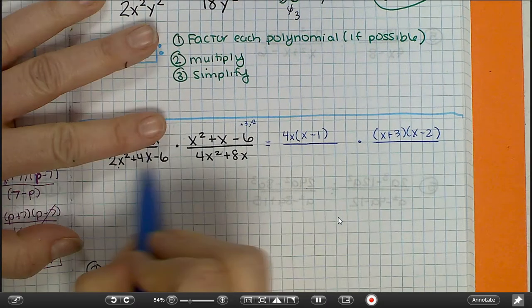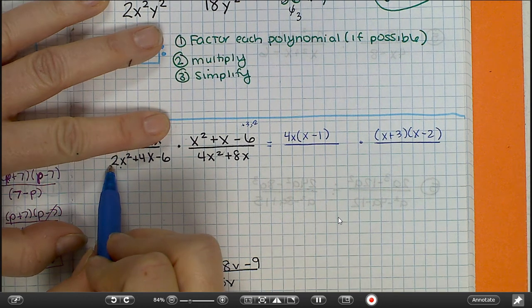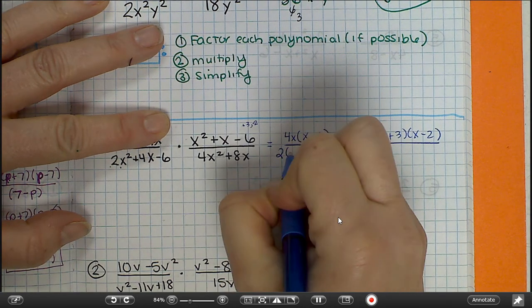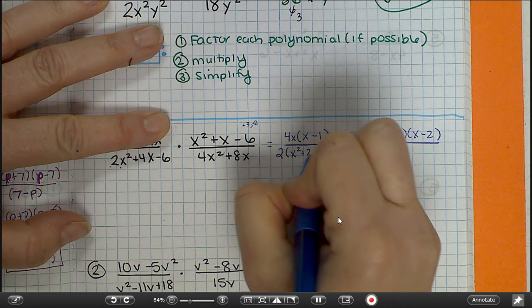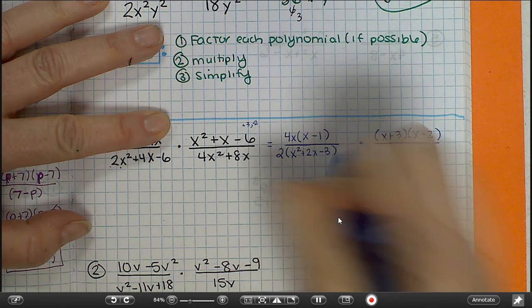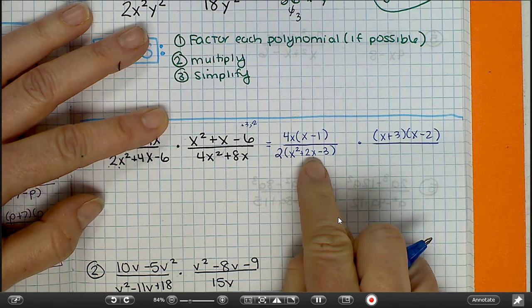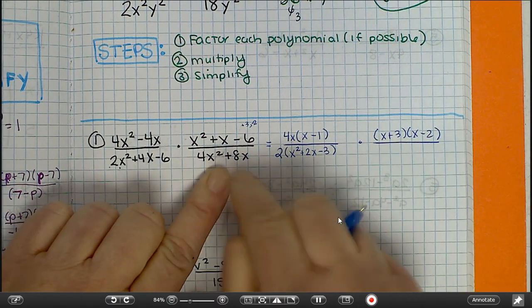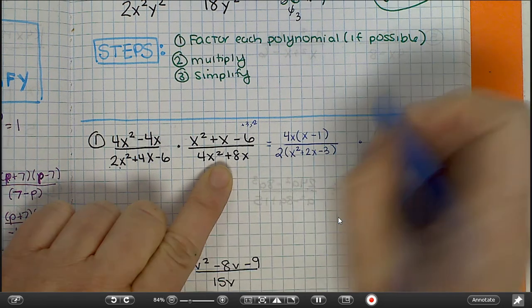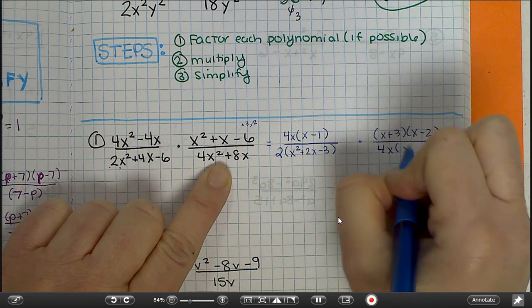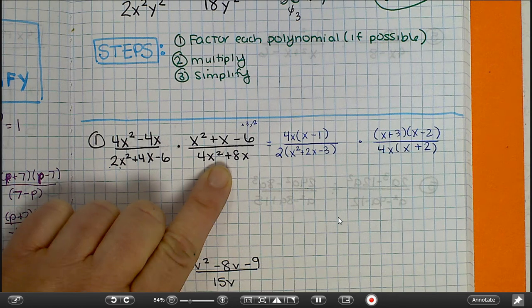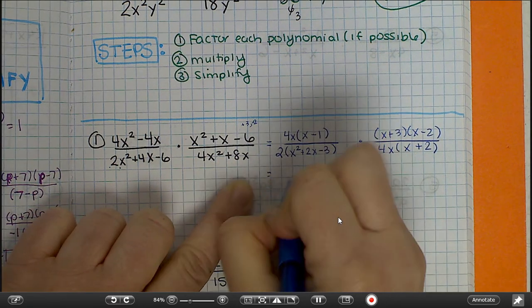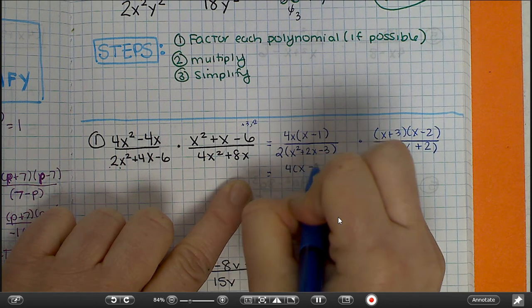Now this one. Is there a GCF? Yes, the GCF is 2. So we're going to pull out the 2, and we're left with x squared plus 2x minus 3. Now this is probably still factorable, so we're going to have to write this again. What is the GCF for x? We're left with x plus 2. All right, let's keep going. This one is actually still factorable, so everything else remains the same.